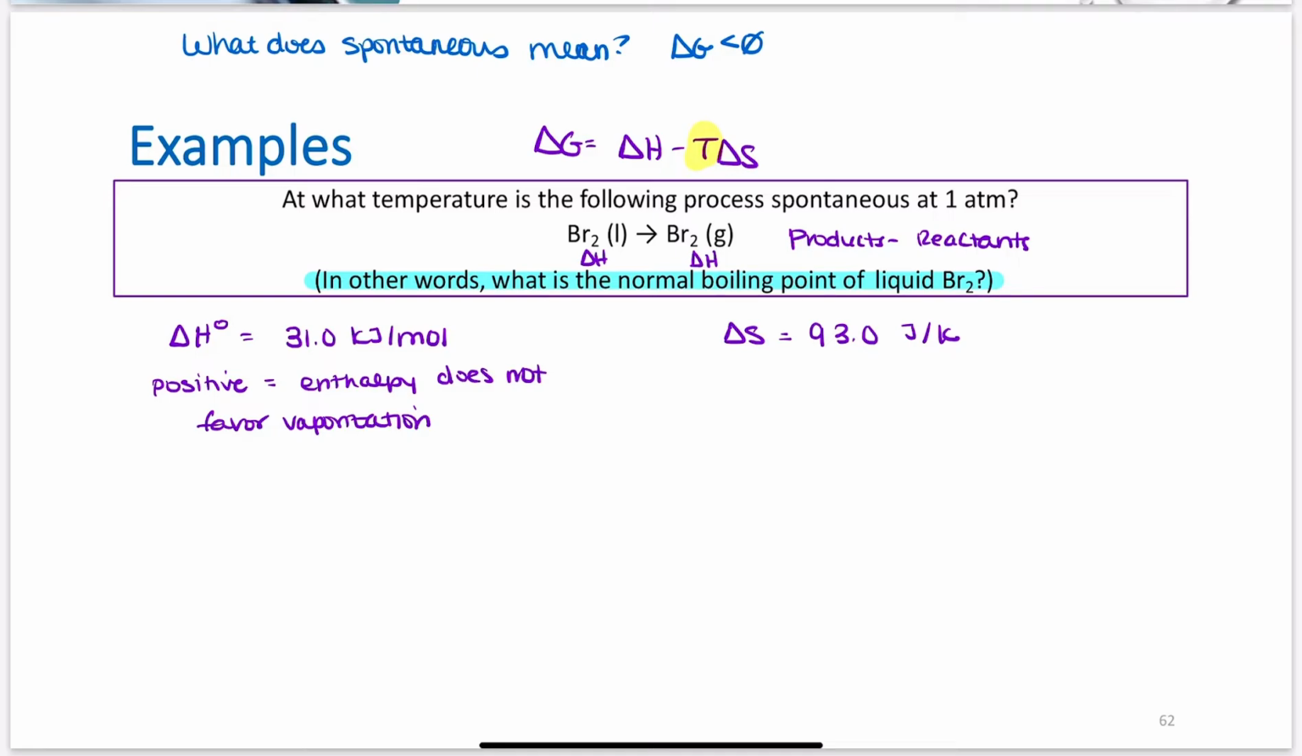Think about delta S. Delta S is a positive value, and does that make sense? Yeah, it makes sense. It favors disorder because it's going from a liquid phase to a gas phase, which is more disordered. It also makes sense that my delta H value is positive because it's going to take energy to break up the intermolecular forces holding these molecules together to get them into the vapor phase.